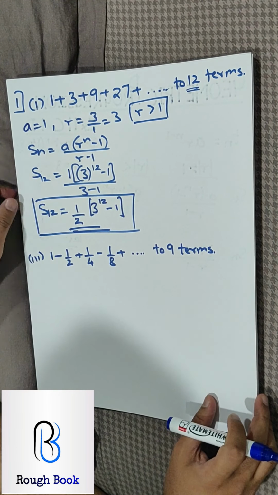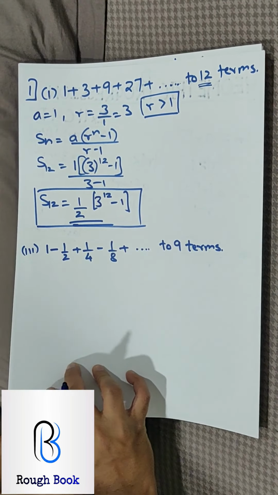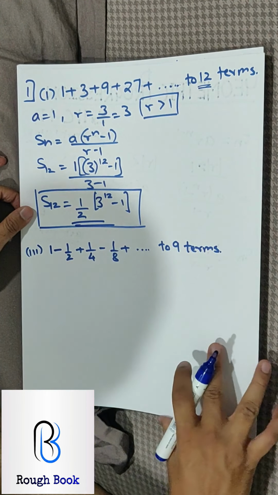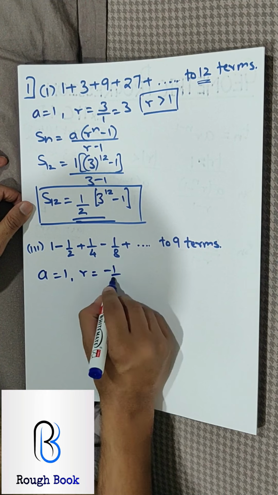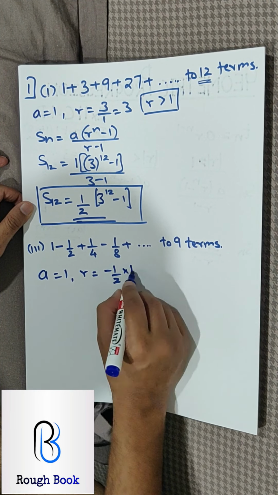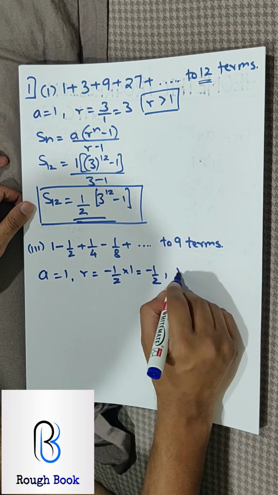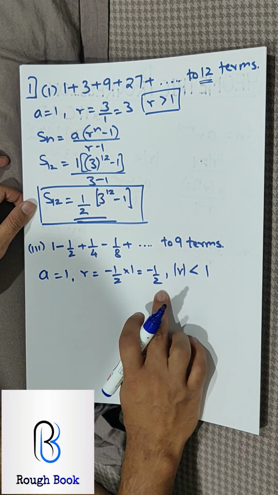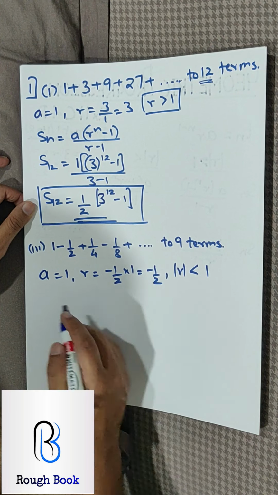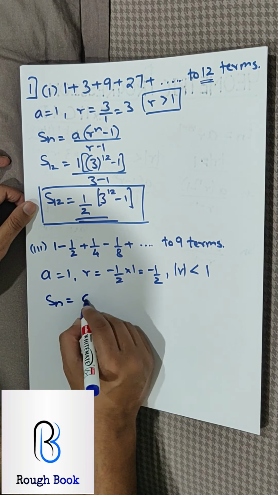1 part 3. Sum of 9 terms. Everyone should try and hit it. Come on. So first term A is 1, common ratio is minus half divided by 1, so minus half. So the absolute value of R this time is less than 1, because it is 1 by 2, which is 0.5. Okay, so my formula will change.